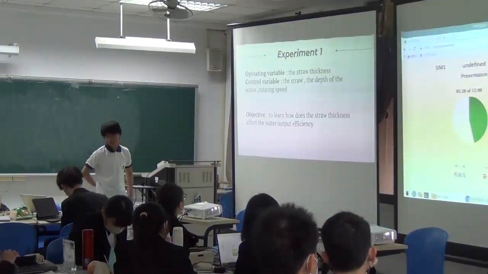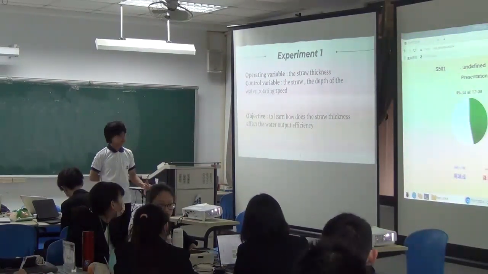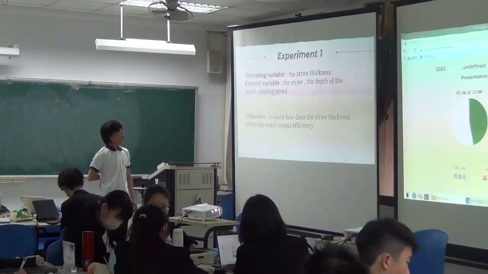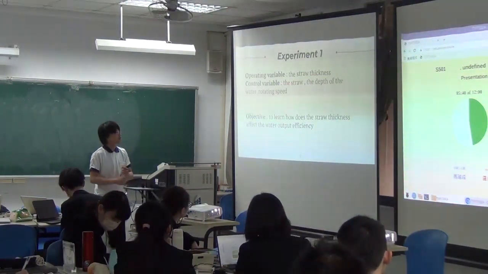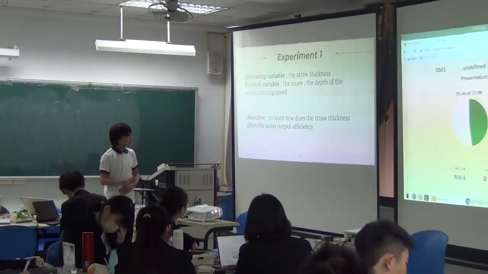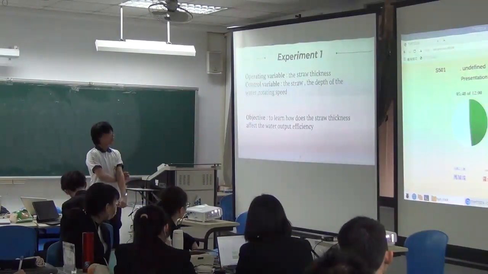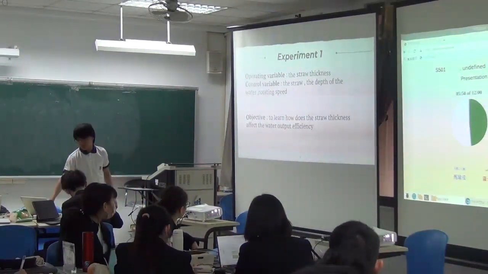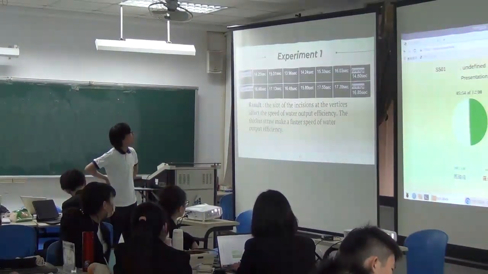In our experiment 1, the operation variable is the straw thickness, and the control variables we need to control are the material of the straw, the depth of the water and the rotation speed. The objective is to learn how the straw thickness affects the water output efficiency. And this is our experiment 1 data.